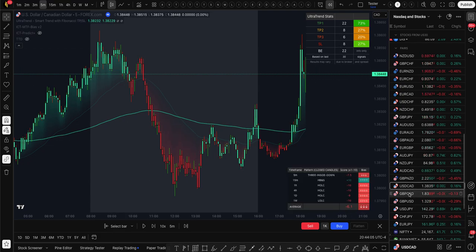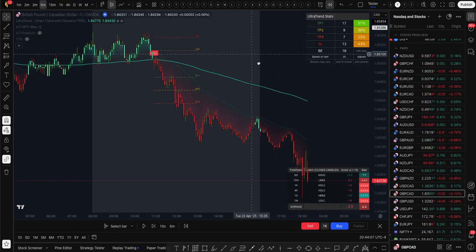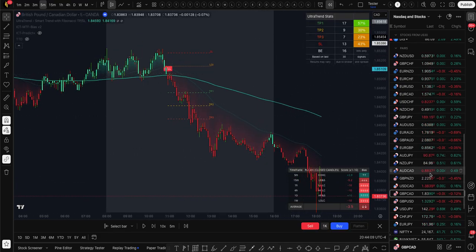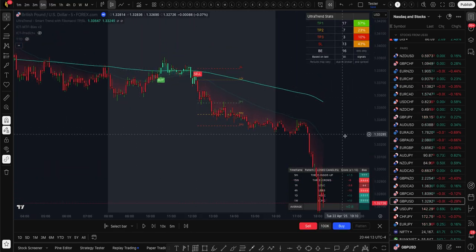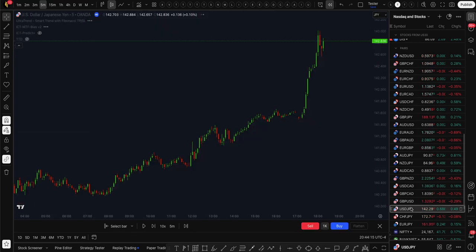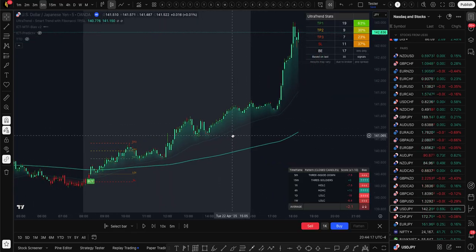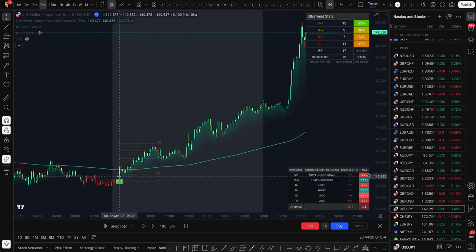Nothing right here. Yep, nothing right here. I would have not taken that one. Nope, nothing right here. I would have not taken that one. Damn, this was a big push right here. But look at where the buy started. No, I would have not taken this one.